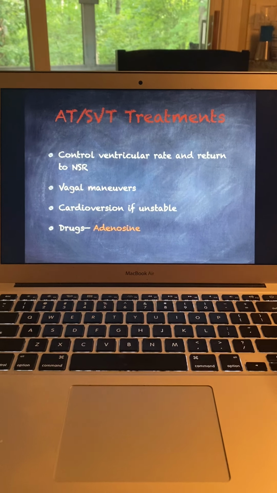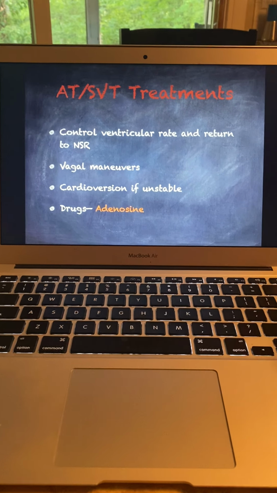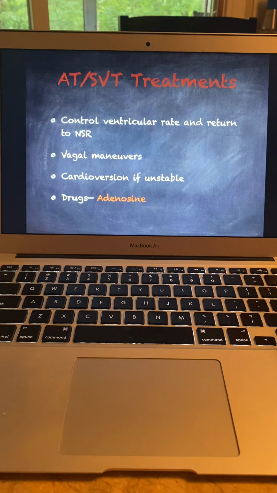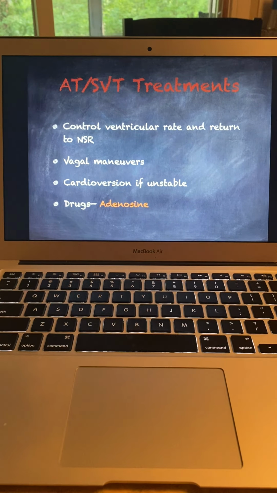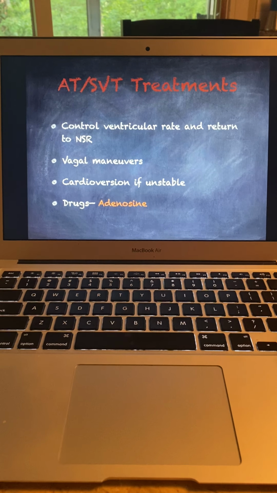A drug that you can also give is adenosine. You'll start with 6 milligrams and then you'll go up to 12 milligrams. You can give this in 2 doses. What adenosine does is it stops your heart.